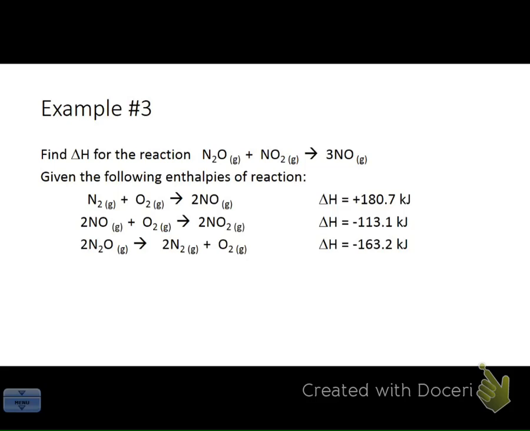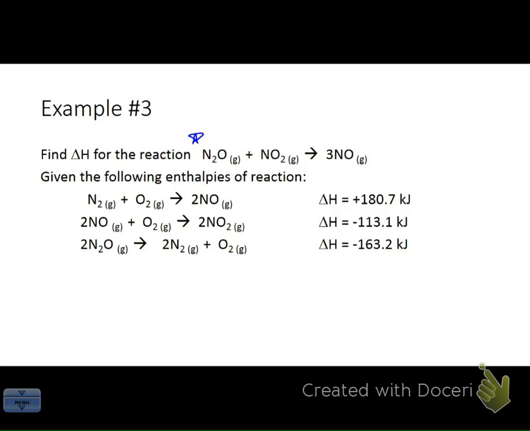All right, let's move on to example number 3. We have 3 steps. So this isn't any harder, it's just a little bit more to have to deal with here and keep track of. So let's go through it. Here is the overall reaction that we're looking for here.